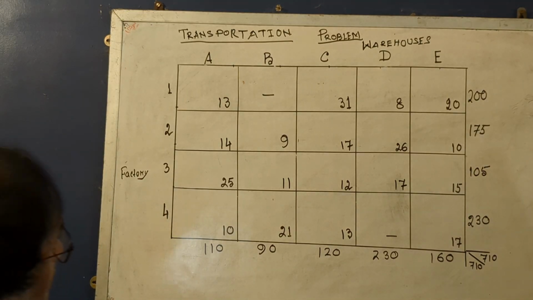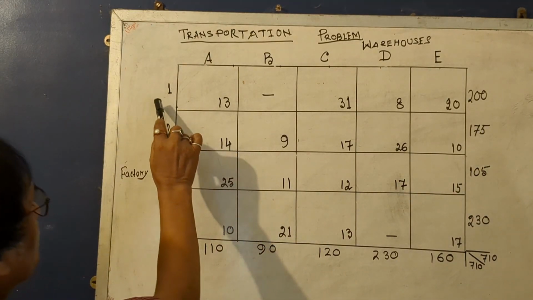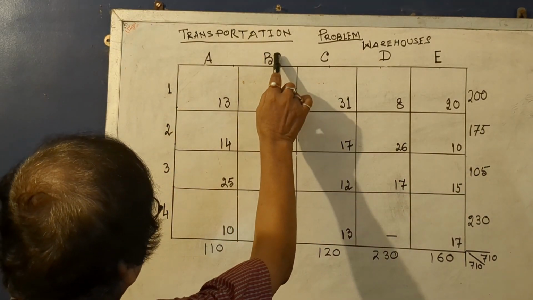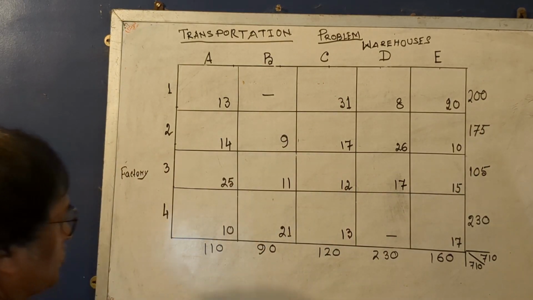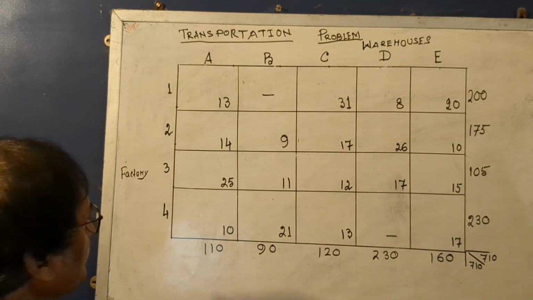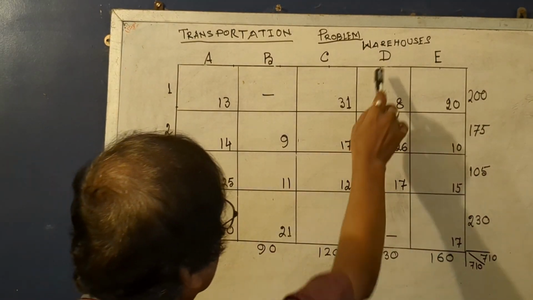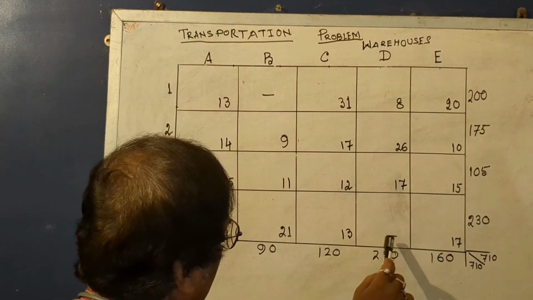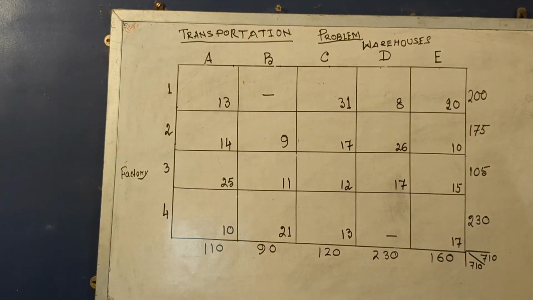And the special condition in this problem is that you cannot shift any product from this factory to these warehouses. That's why it is shown as blockade, or no figure is given here. Okay. And from this factory, you cannot shift any product. That's why nil is given here, block is given.